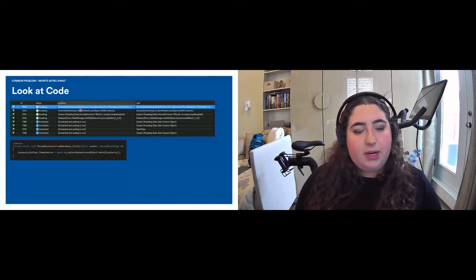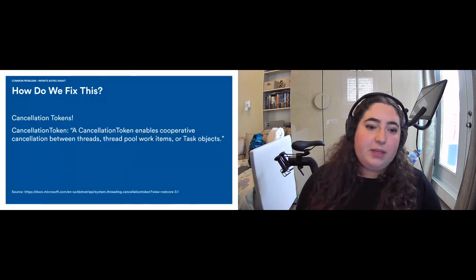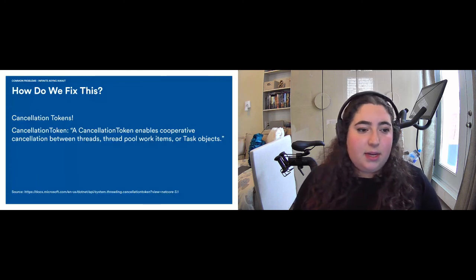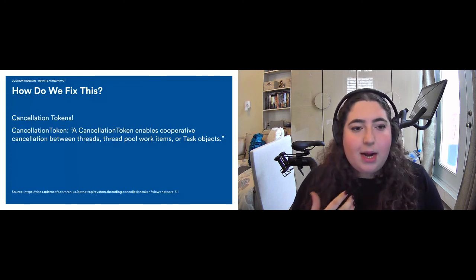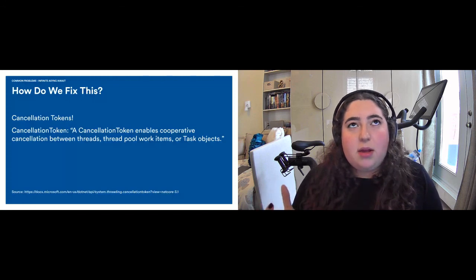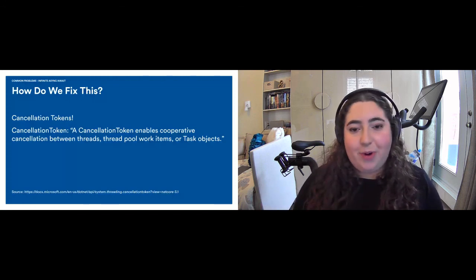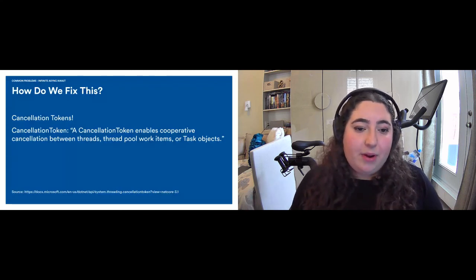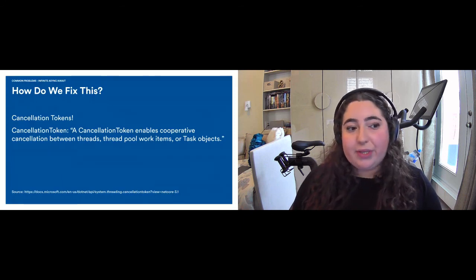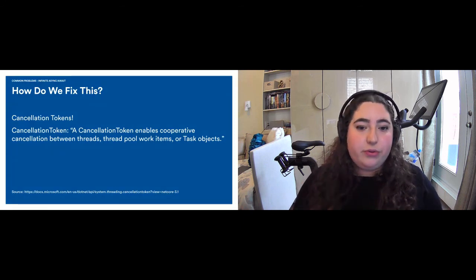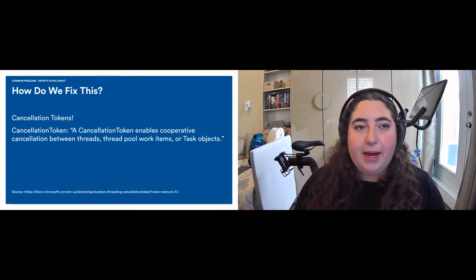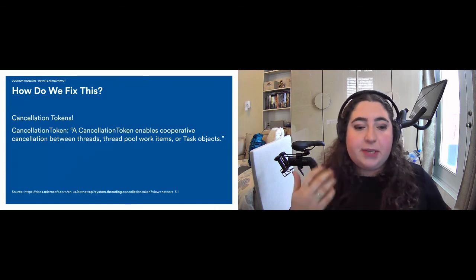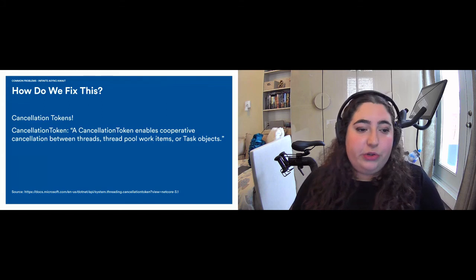The cancellation token enables cooperative cancellation between threads, ThreadPool work items, or task objects. Now, the thing with the cancellation tokens is that I'm not actually solving the problem where I'm getting a response back from my third-party library. Like, I can't fix that. The problem isn't in my code, it's in another library of code that I'm using. But what I can do is I can make my users' experience better by either canceling the task if I'm not getting a response, or like I could just manage it, and I manage it with cancellation tokens.